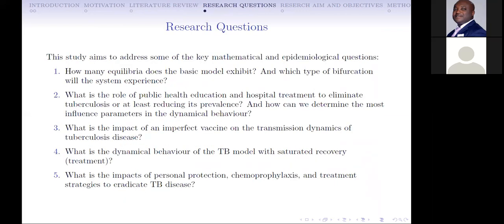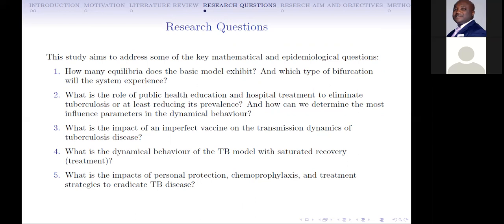This is our research question. This study aims to address some of the key mathematical and epidemiological questions. Number one, how many equilibria does the basic model exhibit and what type of bifurcation will the system experience? What is the role of public health education and hospital treatment to eliminate TB or at least to reduce its prevalence? And how can we determine the most influential parameter in the dynamical behavior?